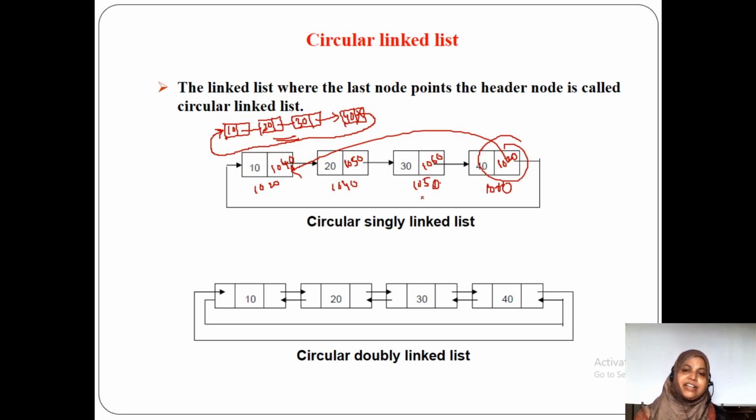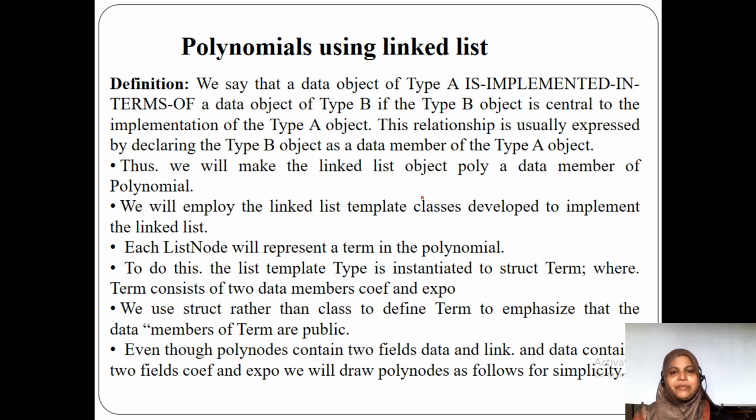Right? In the circular list, we don't have the null value in any node. Here the last node is going to be pointing to the first node, right? These three are data structures, so we can perform insertion, deletion and traversing operations on these data structures. With this, the linked list topic is completed. Next one is polynomials using linked list. How are we going to implement these polynomials, right?